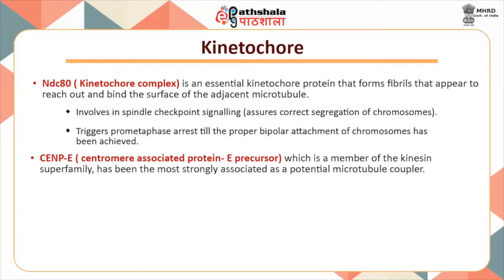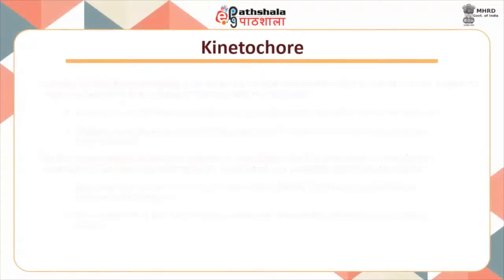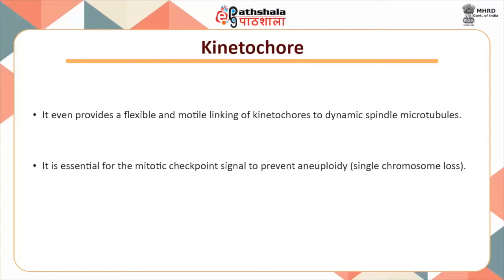CENP-E, which is known as centromere-associated protein E precursor, belongs to the kinesin superfamily. It is required for chromosomal stability. It is a key player in the chromosome's movement towards the metaphase plate. It provides flexibility and motile linking of the kinetochore. It prevents aneuploidy by serving as a mitotic checkpoint signal. CENP-E also serves to power chromosome congregation.